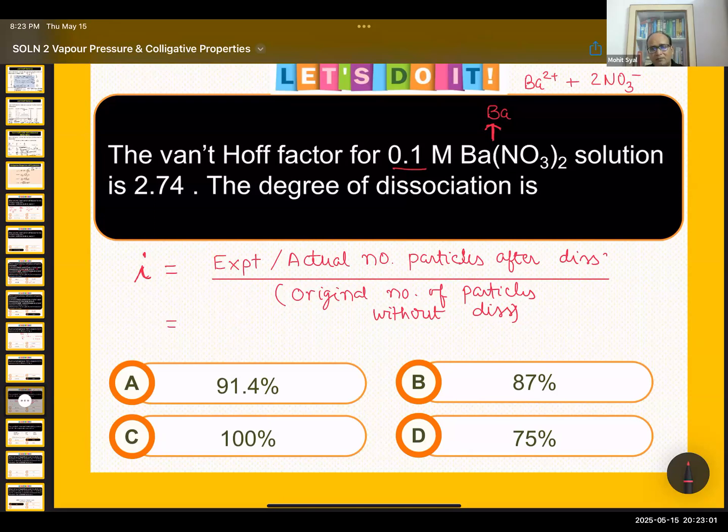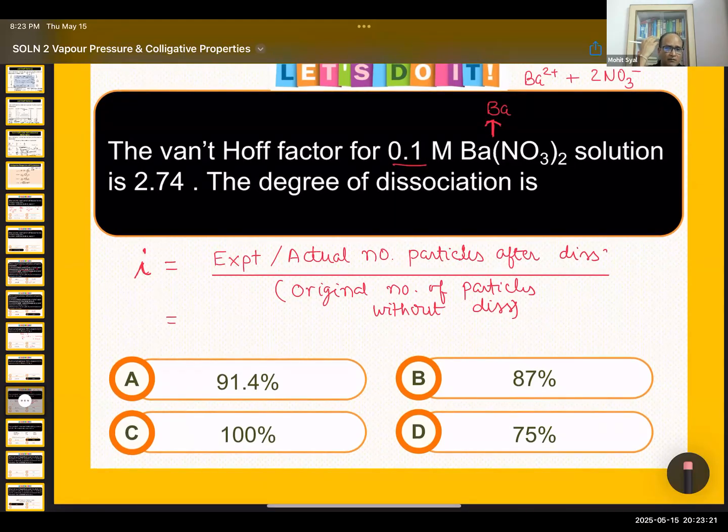Is it clear, Ibrahim? I equal to 3. Yes, sir. Jasleen, is it clear? Aisha, Marwa, is it clear or not? I equal to 3, that will be the maximum. So if you are taking one particle, the final solution will have 3 particles, 1 of barium, 2 of nitrate. So if I have taken 0.1 molar, the final concentration will become 0.3 molar. But that is a separate question.